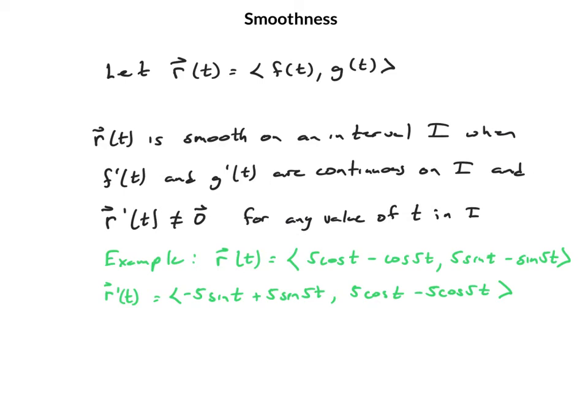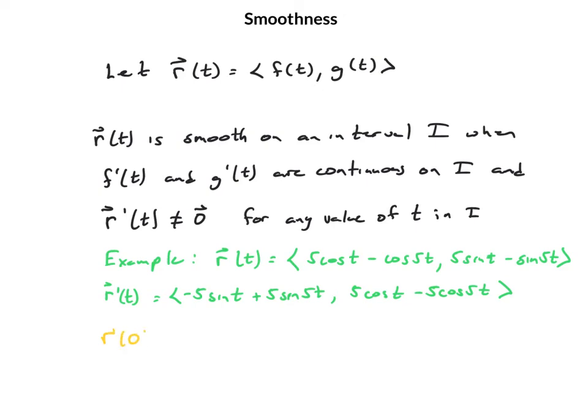I can look at these two pieces individually. They are sums or differences of sine functions. And so sine functions are continuous over the entire real number line. So therefore this is defined. It is continuous on that whole real number line. And same with the cosine function here. It's continuous over that.